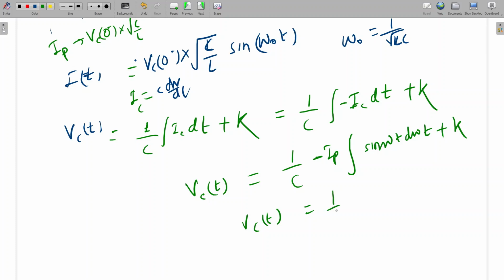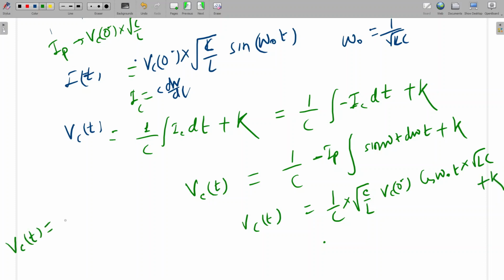So this is 1 by C, I peak, we can write under root C by L, VC 0 minus, into, so this minus will be cos omega naught t, into 1 by under root LC, so it will be LC. So LC, what will cancel? See here, C will be C and L will cancel. So the final expression will be VC of t is equal to VC 0 minus cos omega t plus K.